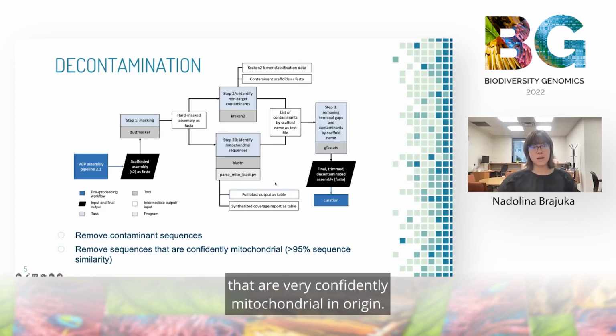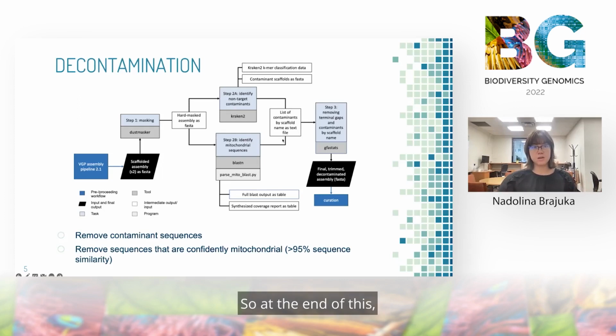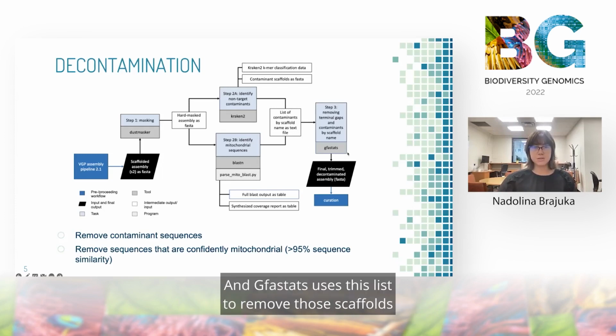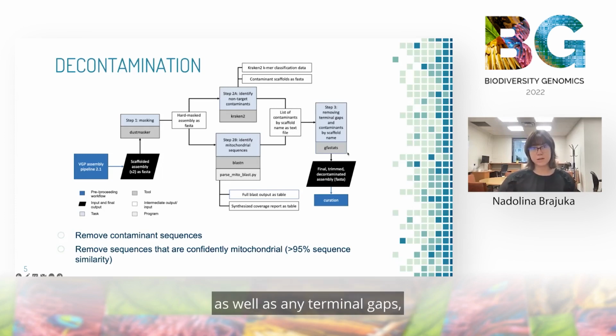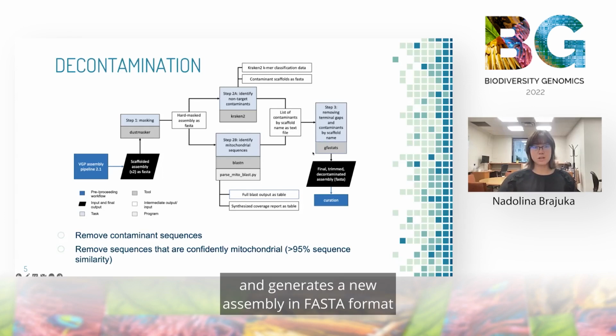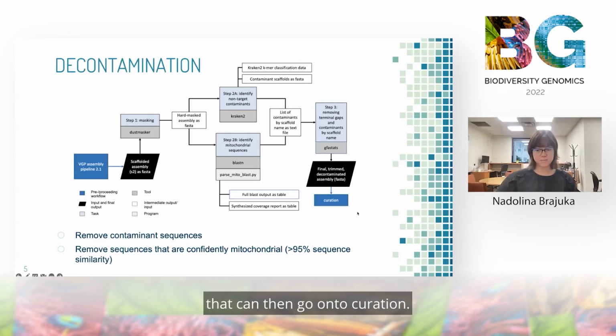And those results are filtered by this script here, which only retains scaffolds that are very, very confidently mitochondrial in origin. So at the end of this, we get a compiled list of contaminants and mitochondria by scaffold name. And GFA Stats uses this list to remove those scaffolds as well as any terminal gaps, and generates a new assembly in FASTA format that can then go on to curation.